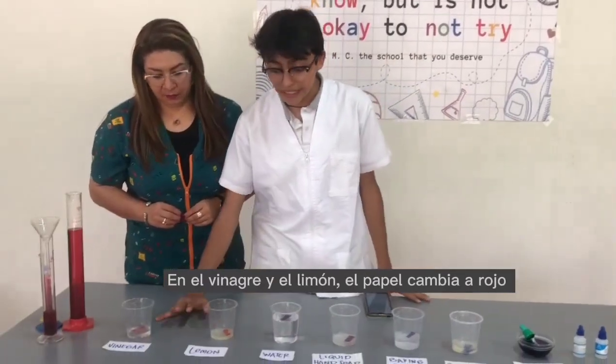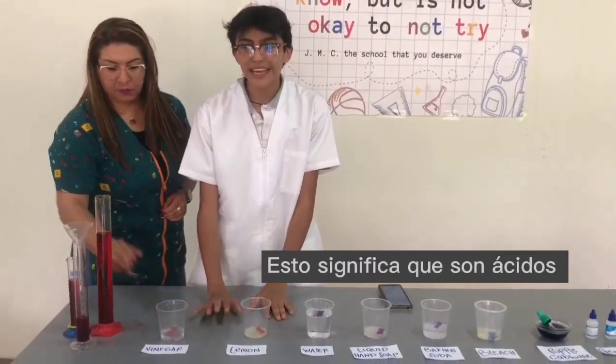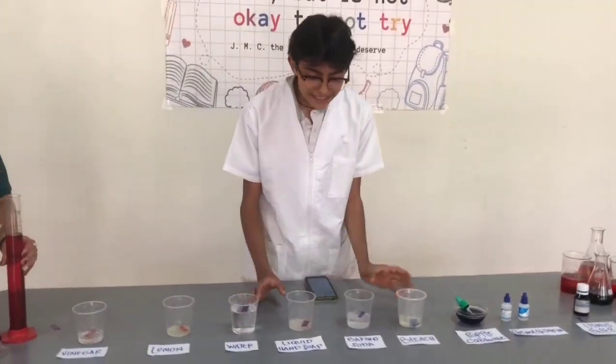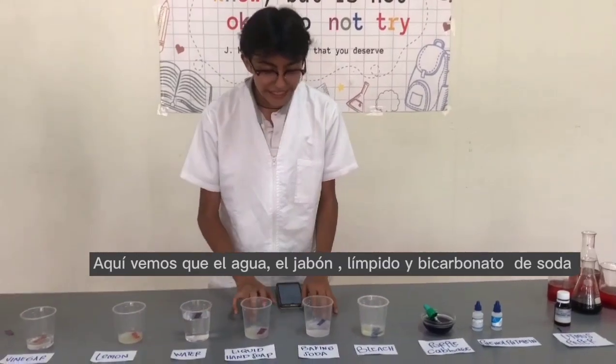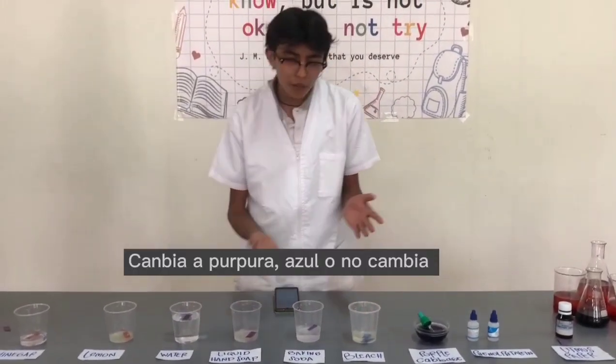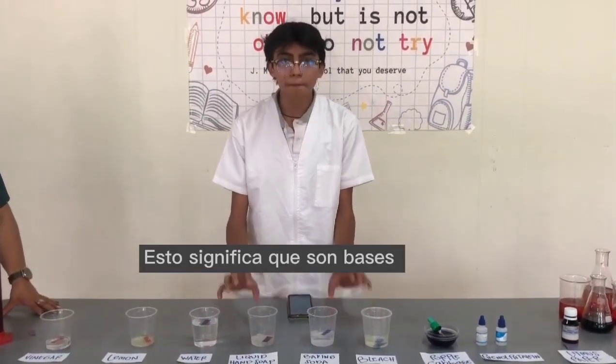These ones, the vinegar and the lemon, change to red. That means that they're acid. And we can see that these ones, the water, liquid hand soap, baking soda, and bleach, change to purple, blue, or don't change. That means that they are basic.